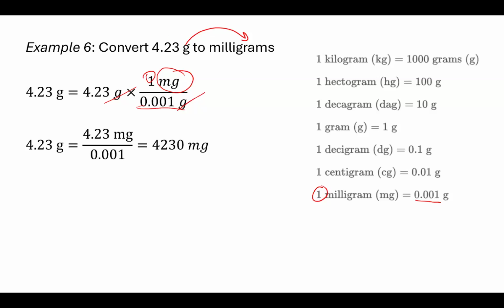Again, it still follows the same idea that I mentioned before: when you go from a larger unit into a smaller one, notice that in the final conversion, I ended up getting a larger number. So I was expecting to get something bigger than 4.23, and I did get it, 4,230.